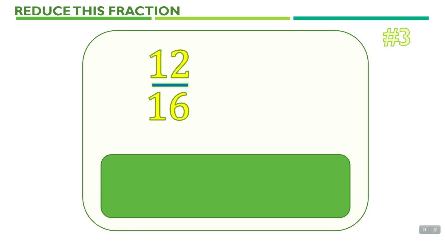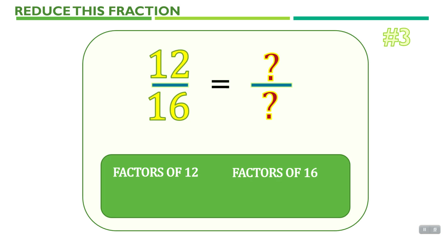Let's look at 12 over 16. What fraction will that reduce to? Let's look at the factors of 12 and the factors of 16. Even though these numbers are a little bit bigger, we use the same process of listing the factors. Factors of 12: 1, 2, 3, 4, 6, and 12.